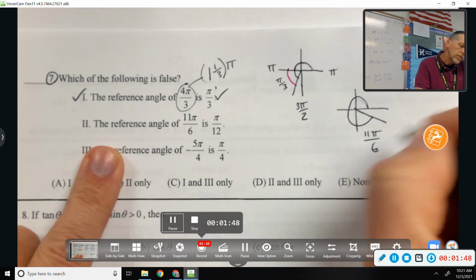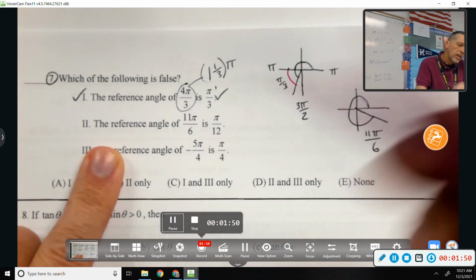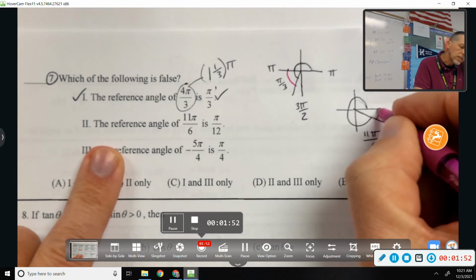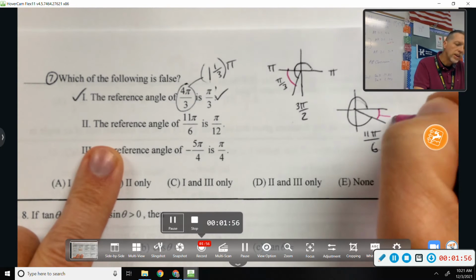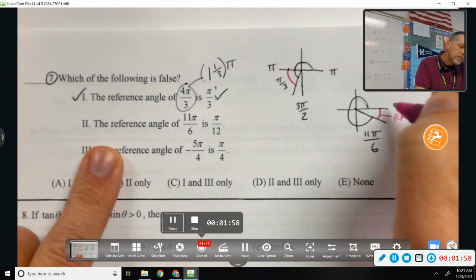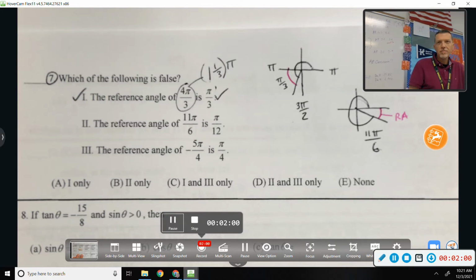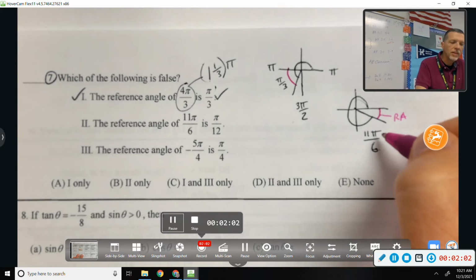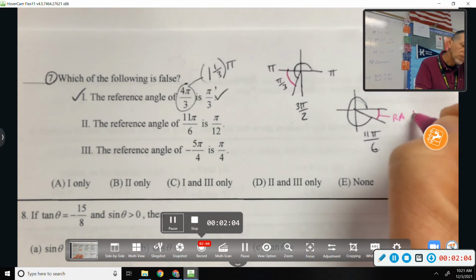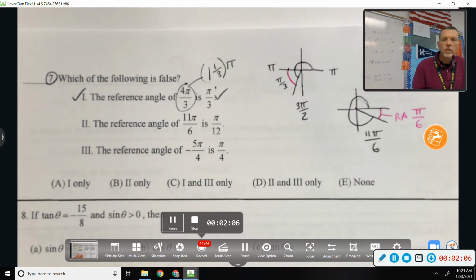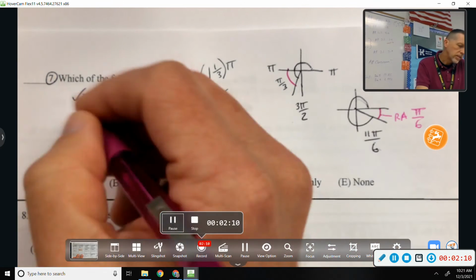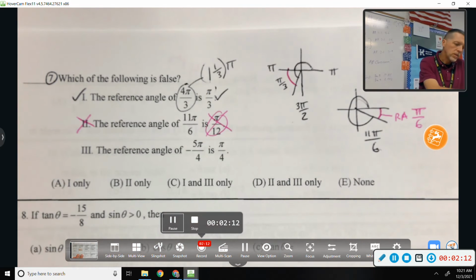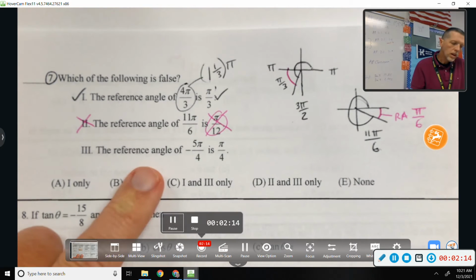11 pi over 6. Reference angle is get to the nearest x-axis. So how much further do I need to go? Well, 1/6, right? I'm 11/6 there. I need to go 1 more sixth. So the reference angle will be pi over 6, not pi over 12. So 2 is out. So check mark there.